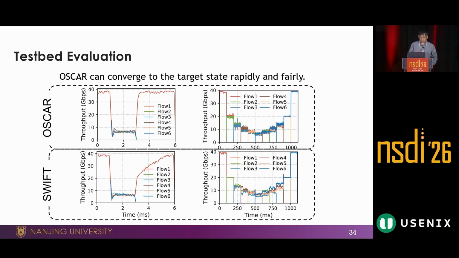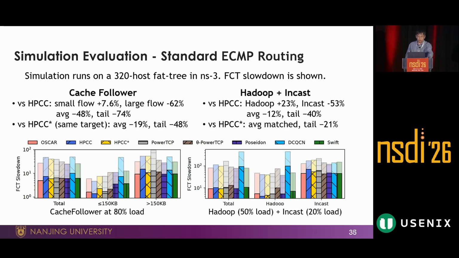And this is another testbed evaluation with Swift. As we can see, OSCA can really quickly converge to its targeted rate compared with Swift. And to give more results, we ran a large-scale simulation. We mostly compare with HPCC, which we use as the SOTA.